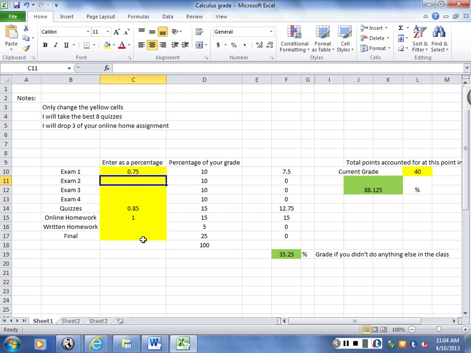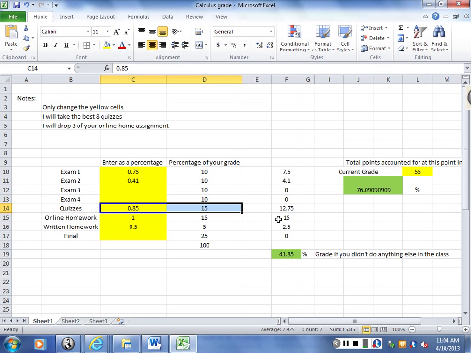So let's say your written homework, you haven't been too good about turning in written homework. Let's say you've only done about half of them or only gotten half your points. You can say you got 50% there. Exam 2, we've already did, let's say we bombed that one, we got 41. So this would be your current grade. Not too bad, right? You're surviving. Honestly, this is what's saving you. This is 15% of your grade.